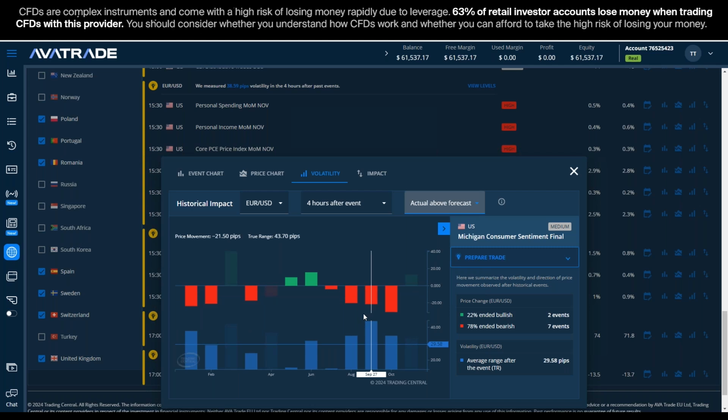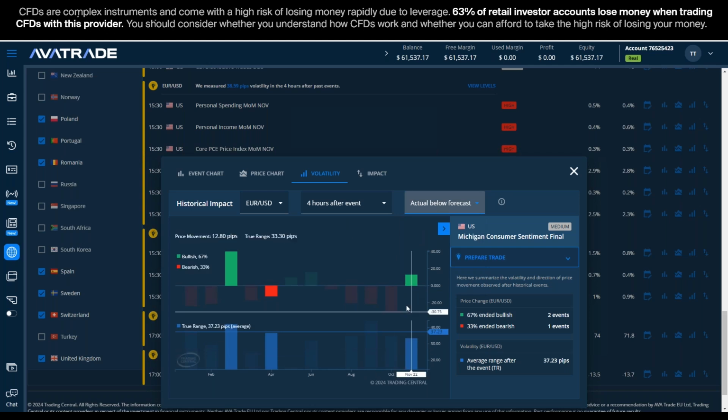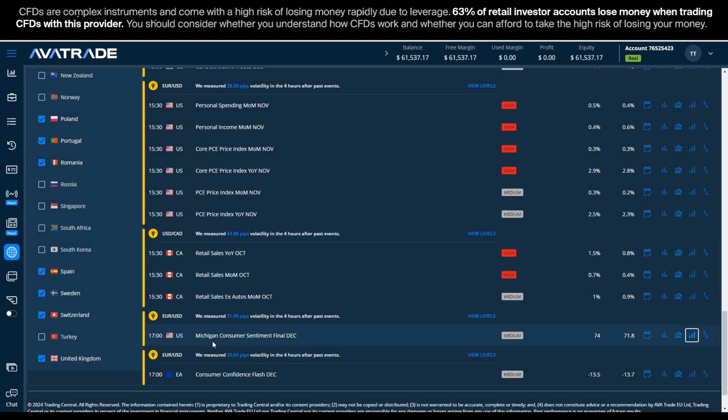So that's a really strong one to look at for predictability. If the consumer sentiment is better than expected, the US dollar strengthens. Makes sense, right? And if this comes in below forecast, we see the opposite. Two-thirds of the time it goes up, with pretty large movements.